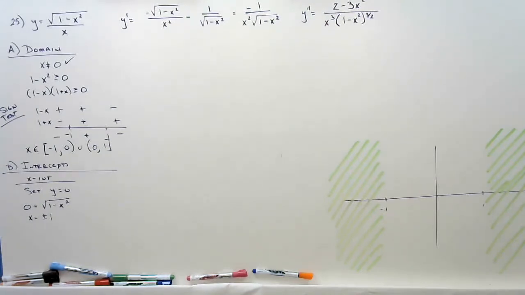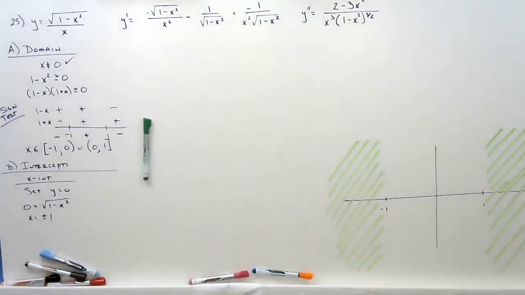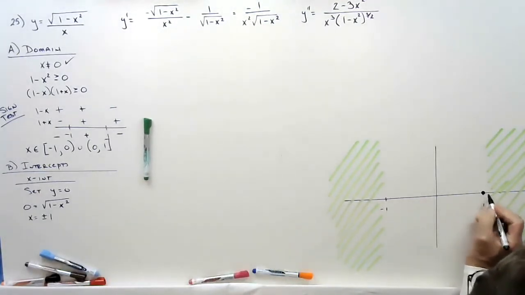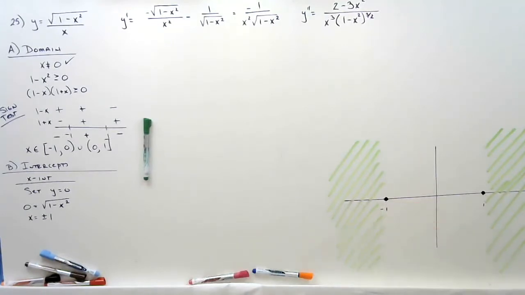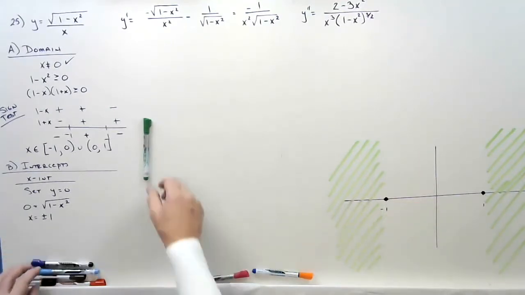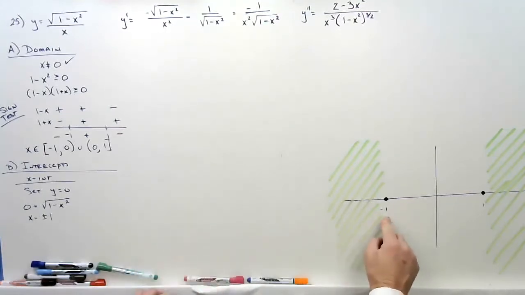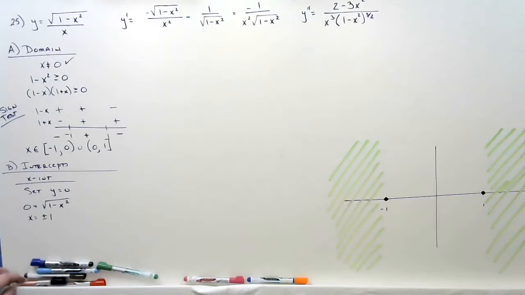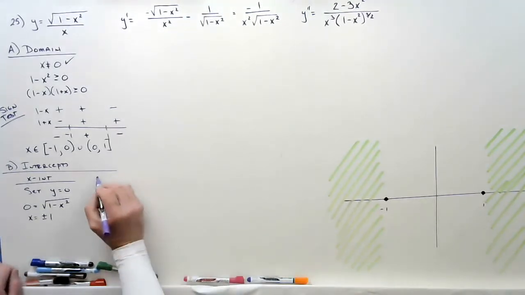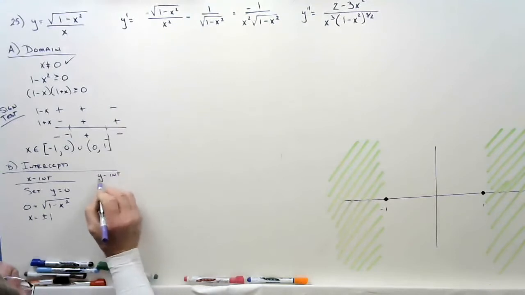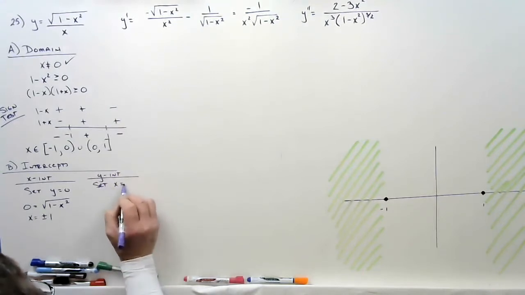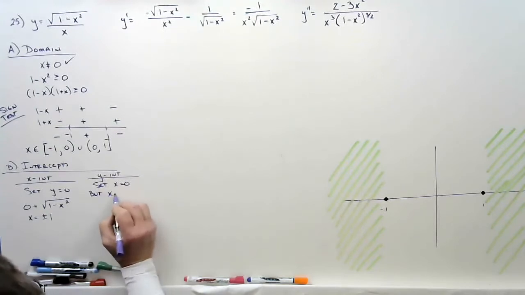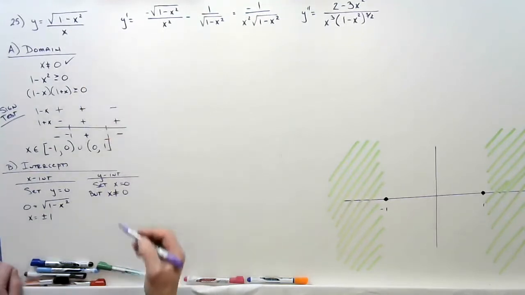So where do we go? Well, we have an x-intercept of 1, right? So I'm going to go ahead and draw that on my graph. And an x-intercept of negative 1. That's my intercepts. Now I need to look for my y-intercept. How do you find your y-intercept? You set x equal to 0. But x cannot equal 0. 0 is not in the domain. So we have no y-intercept. So there we go. There's our intercepts.